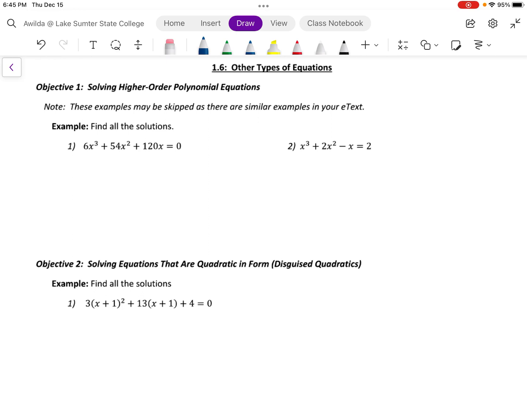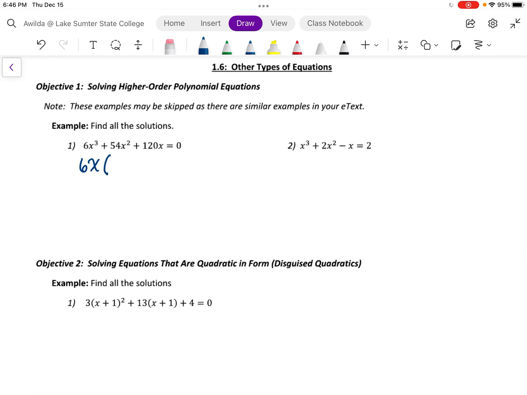We have 6x cubed plus 54x squared plus 120x equals 0. This is a polynomial of degree 3 on the left-hand side of the equation, but with a little bit of factoring, we might be able to handle this one just fine. If we take a look at the left-hand side here, think about the greatest common factor of all three of those terms, and you'll see that it is 6 times x.